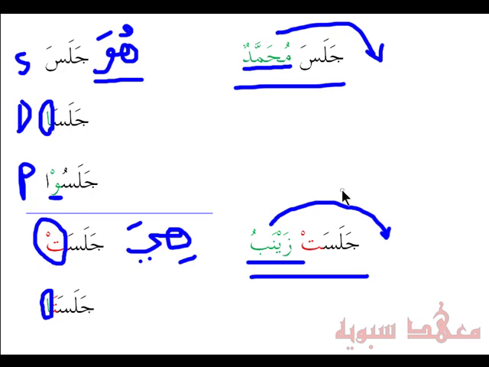And just one other point. Now in the word jalasu, we have a dhamma here. So why is there a dhamma? Shouldn't there be a fatha? Because the base form is jalasa. What happens is, when you add the waw at the end of it, the fatha turns into a dhamma. Because to say jalasawa, it's very difficult on the tongue, and Arabs don't like something that doesn't flow naturally. Jalasu would be much easier to say, and so what happens is it changes to a dhamma.